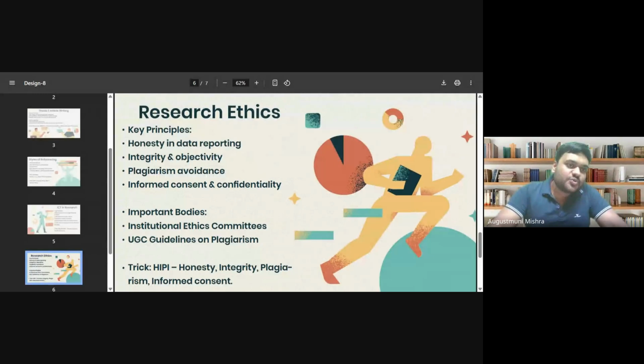We should always keep plagiarism under 10%. This can also be asked in your question: what is the standard percentage for plagiarism in a research paper or thesis? UGC guidelines can also be asked, so later on you can go through them on the UGC website. So these are all the things you have to keep in mind related to research ethics.